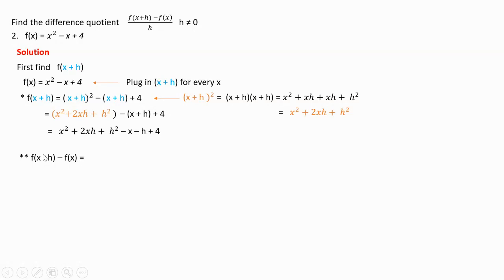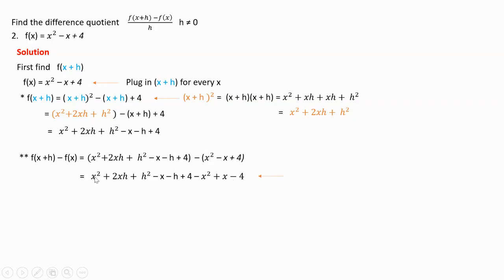So then the second step is going to be f of x plus h minus f of x. So I already got the f of x plus h. Now minus the f of x, which is the original function, which means that we're going to bring down the f of x plus h, and then minus f of x, I'm going to distribute the negative sign, or the -1. -1 times x squared will give us -x squared. -1 times -x will give us positive x. And -1 times +4 will give us -4.